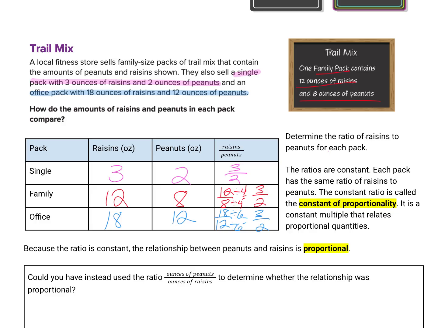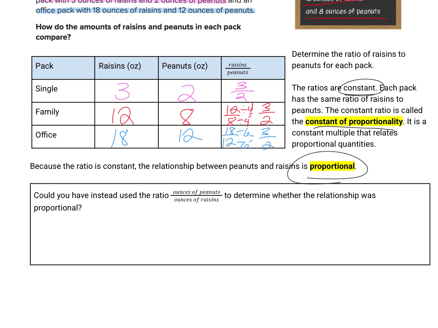So what do you notice about these 3 ratios? See that they all are the same. Okay, so whenever we have ratios that are constant with each other, that means that they form a constant of proportionality. Okay, when they form a constant proportionality and when the ratios are constant, this relationship we can call it proportional.